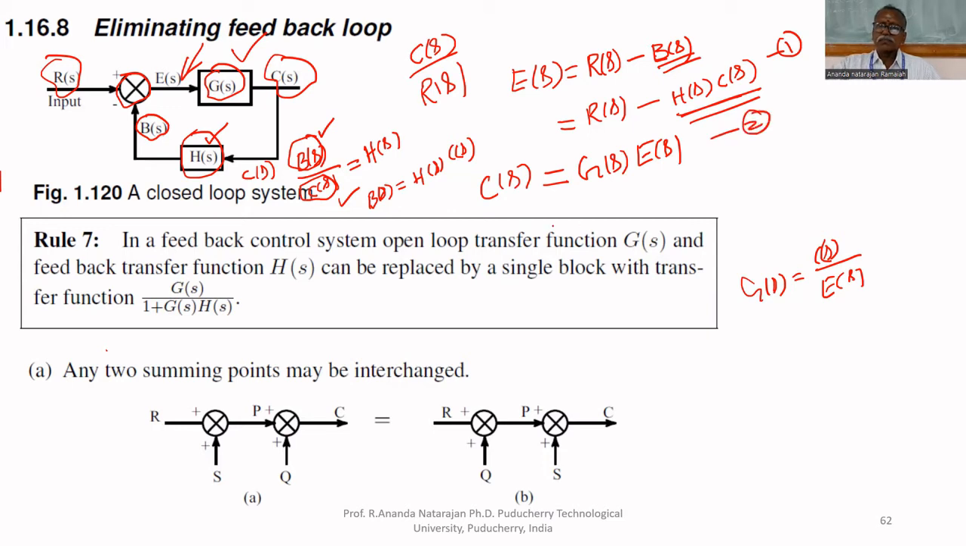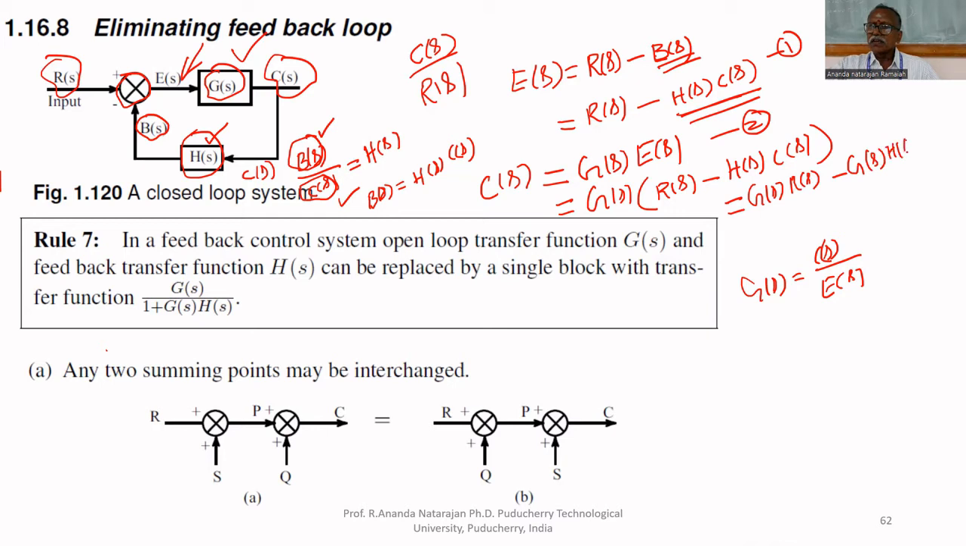This is the second equation. Now, we can substitute E of s from the previous equation. C of s equals G of s multiplied by, what is E of s from the first equation? R of s minus H of s, C of s. Or you can write C of s equal to G of s, R of s minus G of s, H of s, C of s.